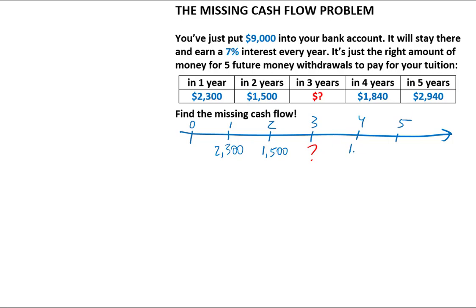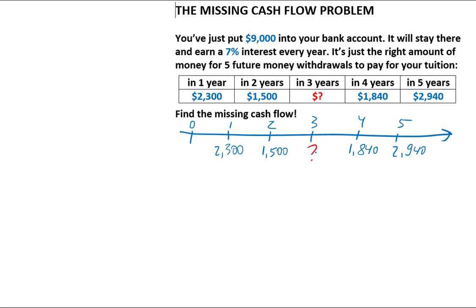Under year 4, 1,840, and then 2,940 under year 5. So what is $9,000? That's what you put in your bank account today. You've just put it in your bank account. In other words, this $9,000 is the present value of the 4 known cash flows in years 1, 2, 4, and 5.